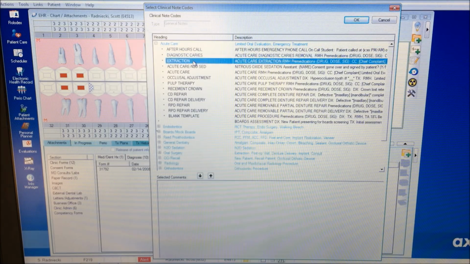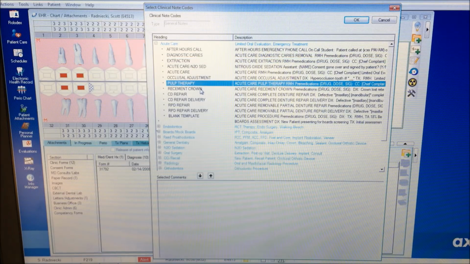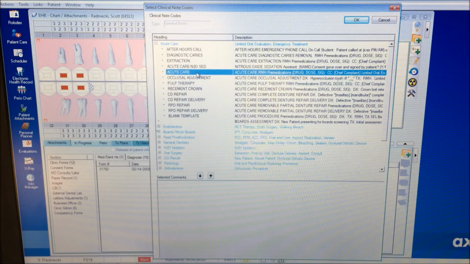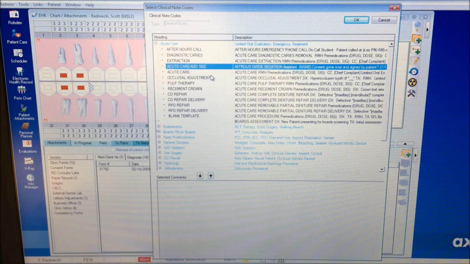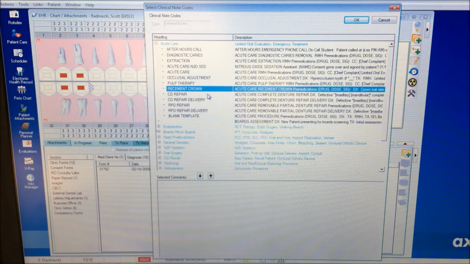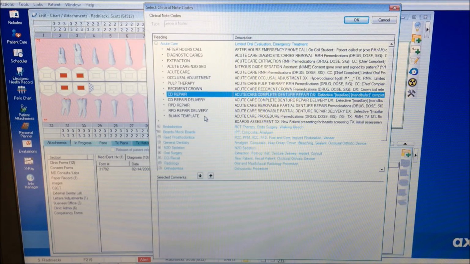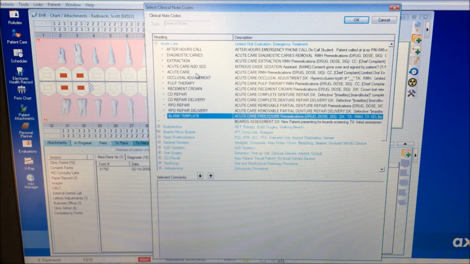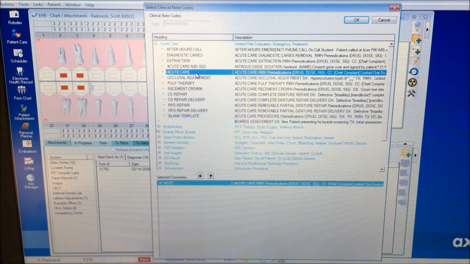Diagnostic, caries removal, extraction, and pulp therapy will remain as templates, but they will change to the basic template that we will be having instead of the limited oral evaluation form. This is your entire note. That is the acute care note. We'll also keep the nitrous form. So we'll be getting rid of things like occlusal adjustments, re-cement crown, denture repair, and the old blank template. Let's go into the current new blank template.